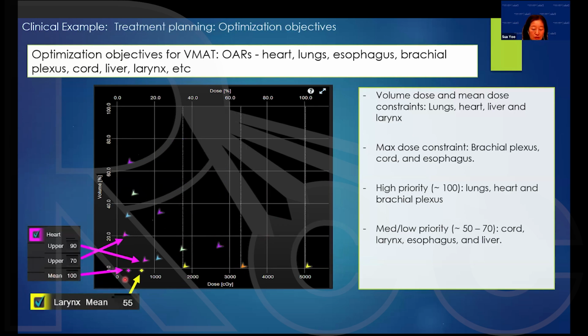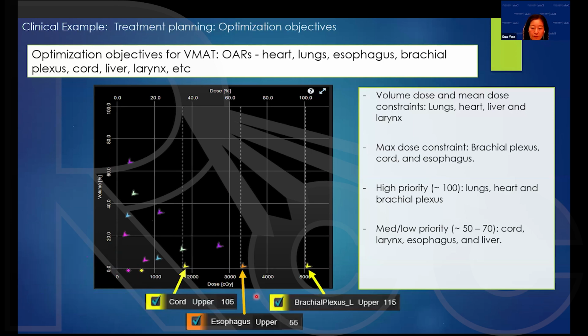For heart, a mean constraint works well because we want to achieve the mean dose limit, usually about 3 gray, between 3 to 5. That's what we achieve with VMAT. But still, we need to limit the volume dose. For larynx, 1 value does pretty well. Larynx volume is small and mean dose works well. Plus, larynx is not too critical compared to heart and lung for the VMAT chest wall cases. Cord, esophagus, brachial plexus, we all have to include something.